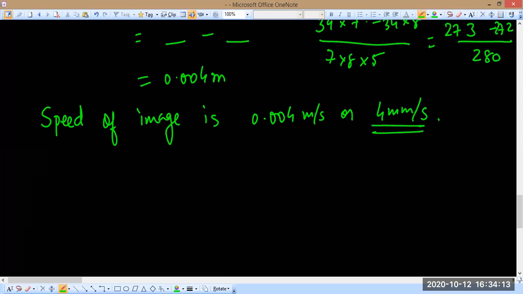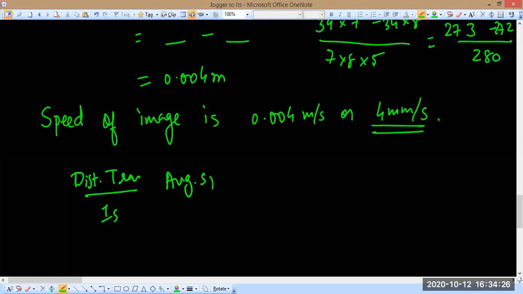Okay, so that's it for this question. Now again, to clearly point it out, the wrong thing in this is we have found the distance traveled and then we have divided it by 1 second. So this is clearly average speed, this is not speed. So speed find કરવી હોય તો differentiation કર્યા વગર તો કંઈ થાય નહીં, બરાબર?